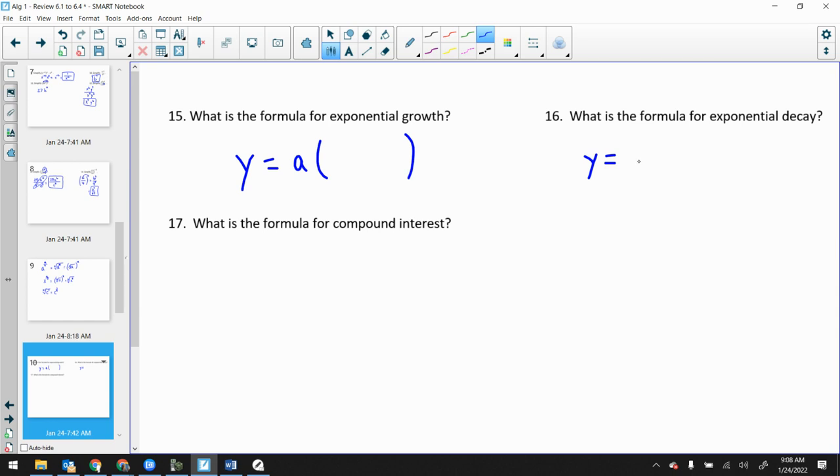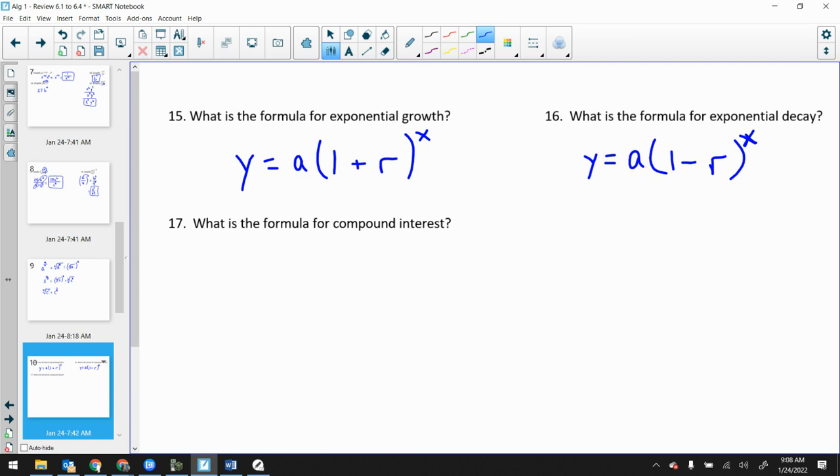Remember, it's little a times 1, then we've got our rate in there raised to the x power. What is the only difference between growth and decay, Henry? Plus or minus. The plus and the minus. The plus is for my growth. The minus is for my decay. You have to know what those mean, though.